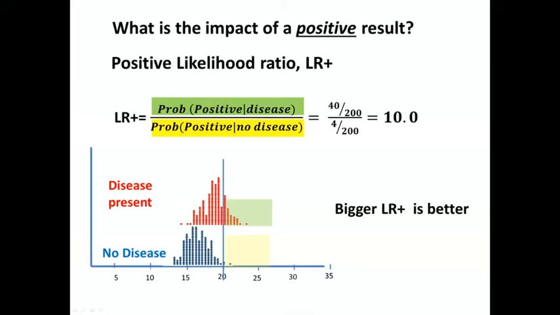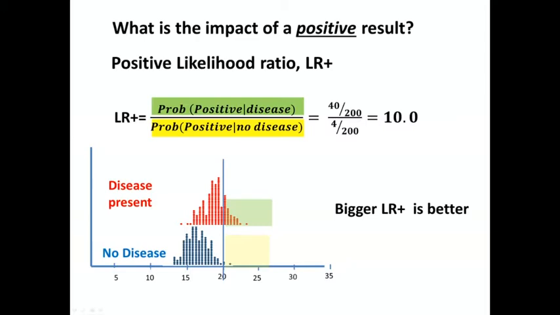So what is the impact of a positive result? We describe this by the positive likelihood ratio. And the positive likelihood ratio is the probability that you'll get a positive test given that somebody has disease over the probability that they would get a positive result given that they don't have disease. And those are the two shaded areas shown there.